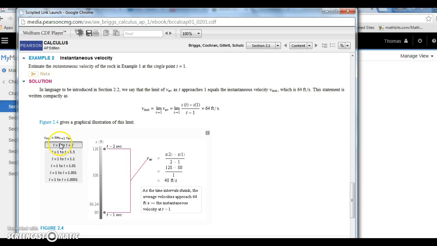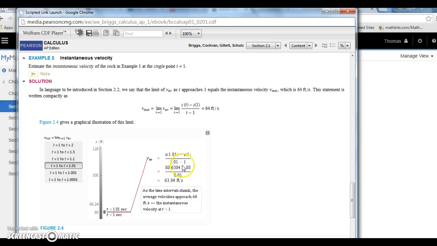Let's take a look at this. Notice right now we've got the position function at 2 seconds minus position at 1, divided by 2 minus 1, which gives us 48 feet per second. Notice now we've changed, we're making this interval smaller. Now it's 1.5 seconds to 1 second, and that approaches 50, that equals 56 feet per second. Now look, the interval's getting much smaller. The position at 1.1 seconds minus the position at 1 second, over 1.1 minus 1. That's 62.4.